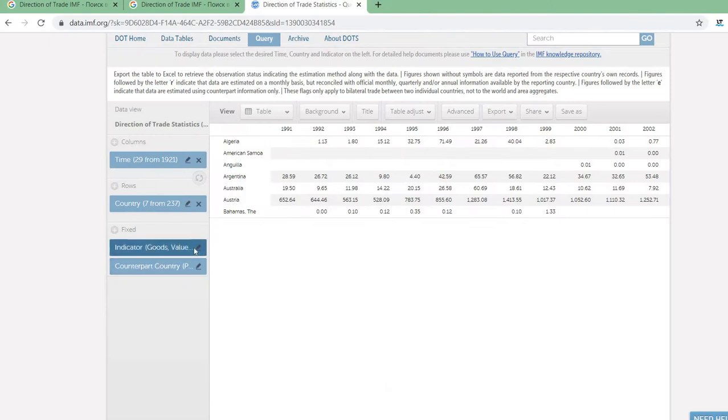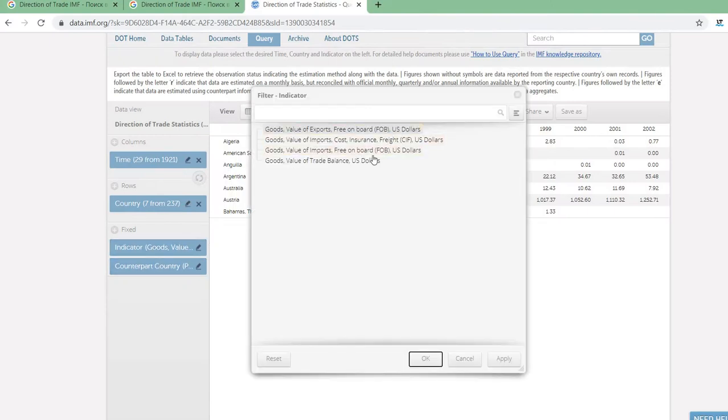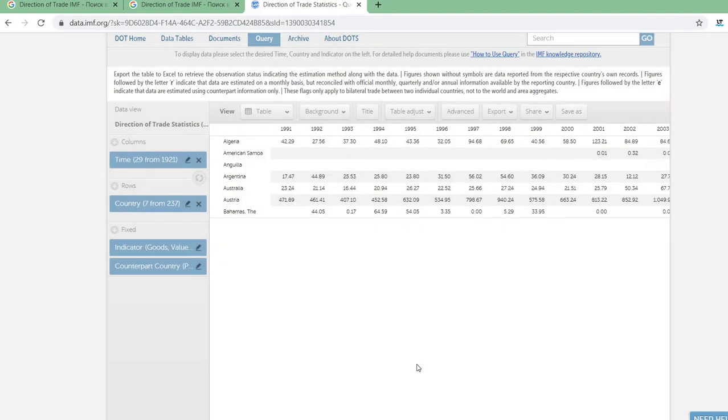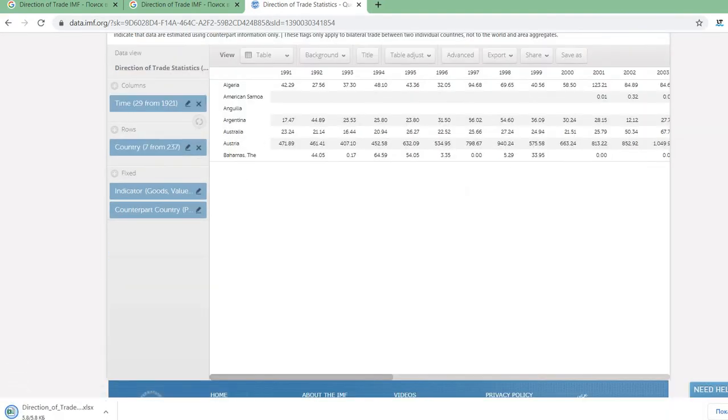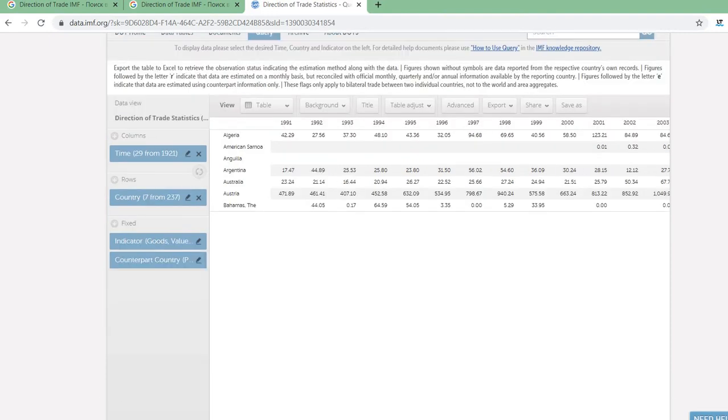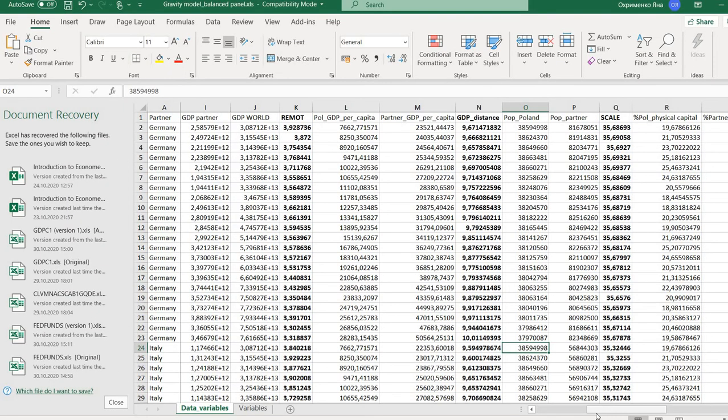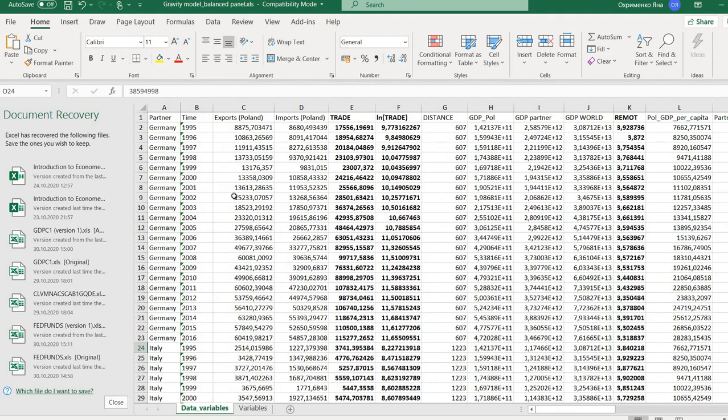So we used to have exports. Now you download data on imports. Usually you do not have this value of imports free on board indicator available, so you have no choice. Use imports adjusted for transaction costs. Again, export, Excel file. Hopefully you have it.